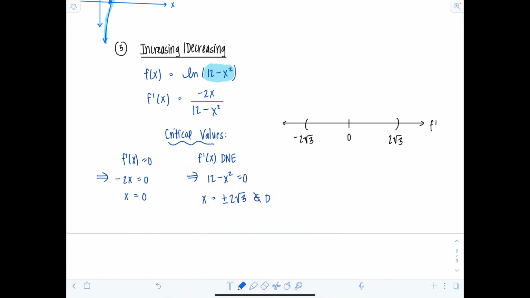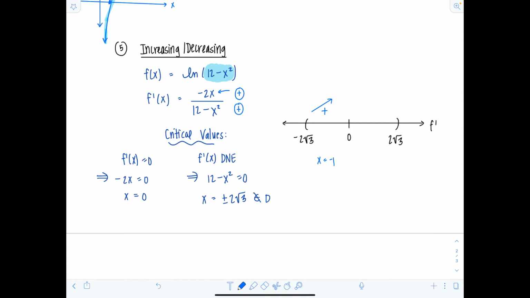Now we're plugging it in the derivative here. So if I test x equals negative 1, for example, the numerator is going to be positive. The denominator is also going to be positive. So that means the derivative is positive. So the function is increasing on that interval.